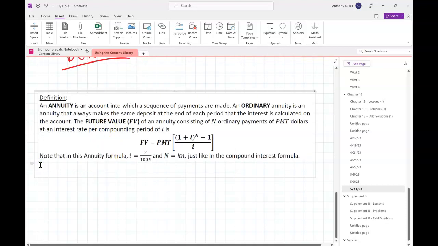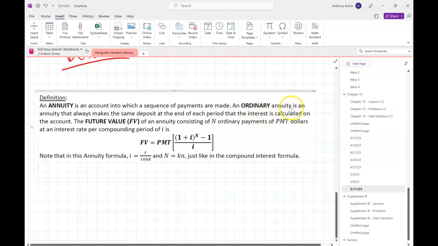That could be like a retirement savings account where you're putting the same amount of money into your retirement fund every month or every paycheck or whatever. Or it could be like a loan situation where you borrowed some money and then you're having to make regular monthly payments on it.